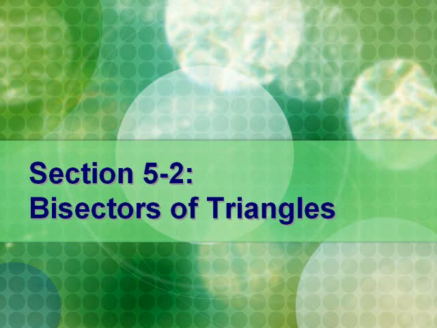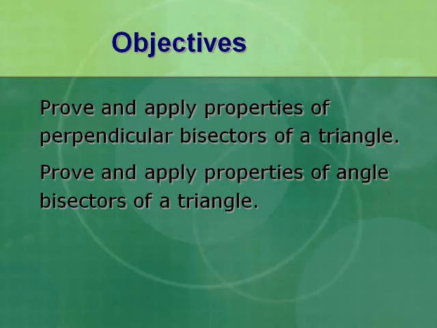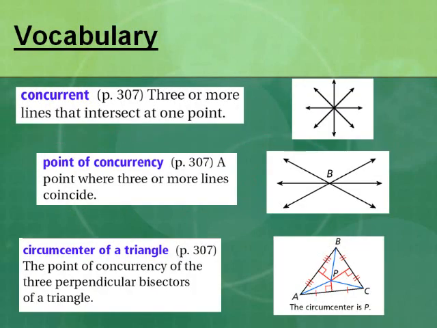Section 5-2, Bisectors of Triangles. The objective of this lesson will be to prove and apply properties of perpendicular bisectors of a triangle, and to prove and apply properties of angle bisectors of a triangle. We have three vocabulary words here at the beginning.